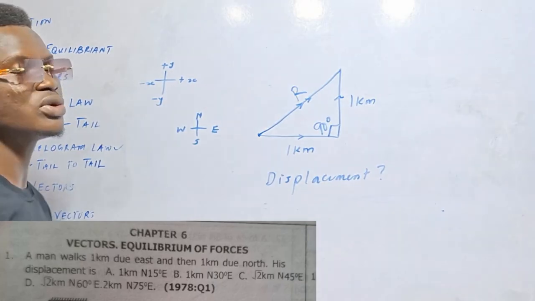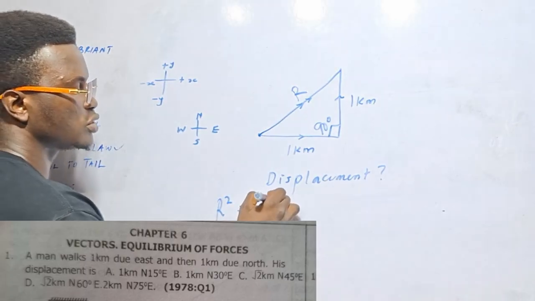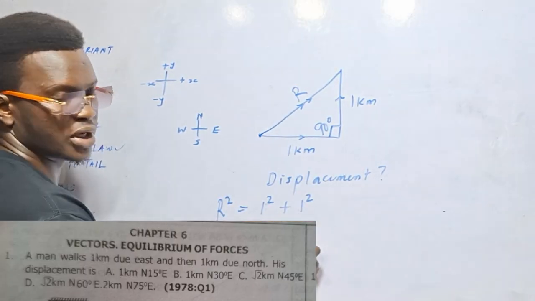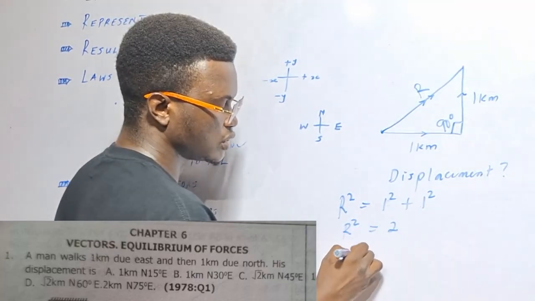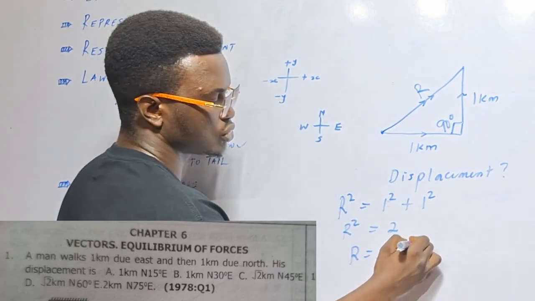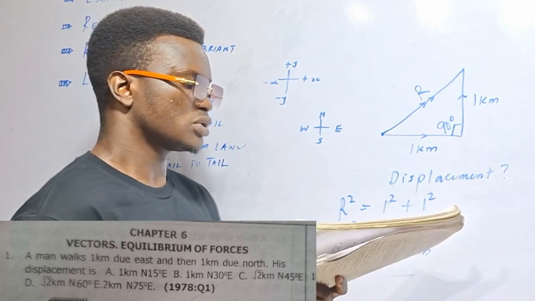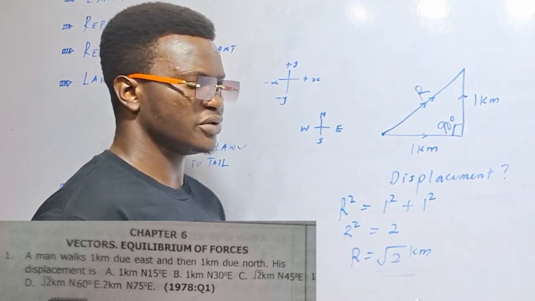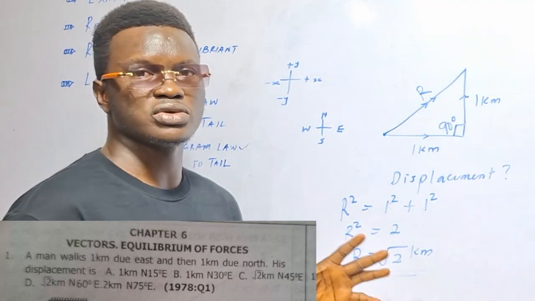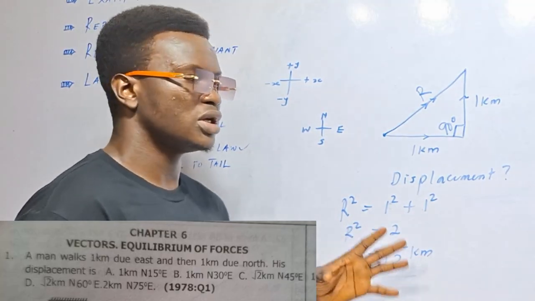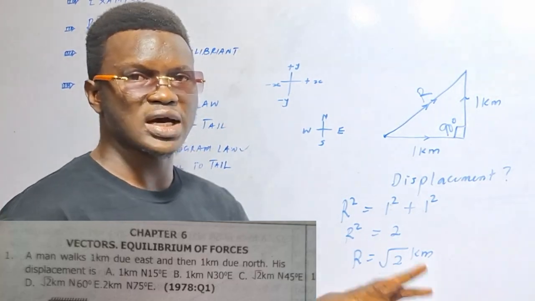So let's look for the resultant displacement. That is going to be hypotenuse squared equals opposite squared plus adjacent squared. And that is going to be 2. Then R squared, R is going to be the square root of 2 kilometer. So our answer is root 2 kilometer. And you know you are writing JAMB. If you're writing JAMB, you will not be given calculators. So sometimes you need to learn how to solve in short form, without a calculator and all of those things. I'll be teaching you that part later.